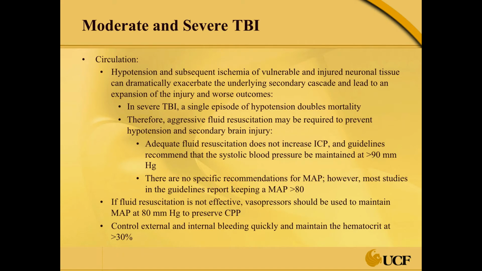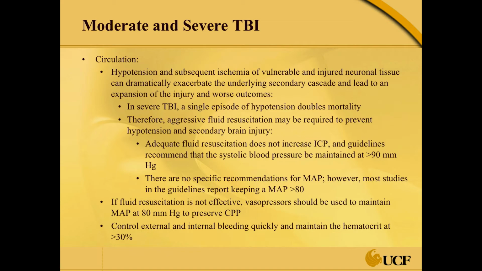Hypotension and subsequent ischemia of vulnerable and injured neuronal tissue can dramatically exacerbate injury, and it can exacerbate the underlying secondary cascade. So we talked about the secondary cascade with brain injury and how that involves those cytotoxic chemical reactions, and then what happens as a consequence? Yes, we get an expansion of the original injury and worse outcomes.